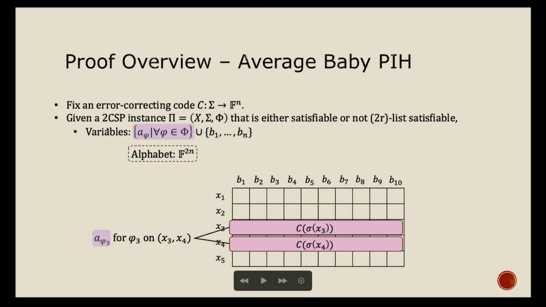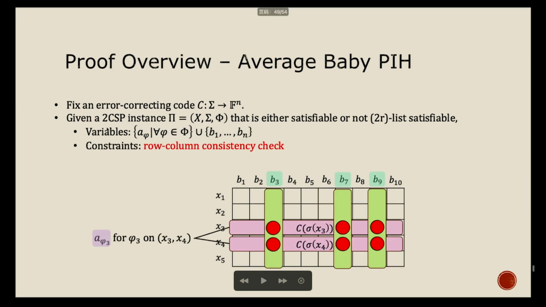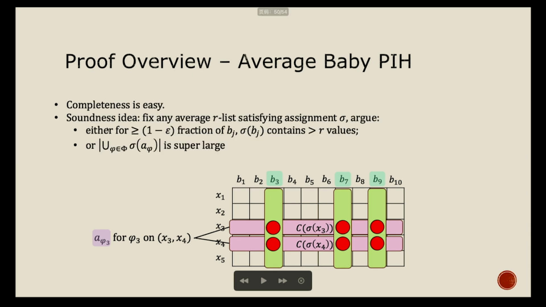So every A variable has alphabet F to the 2n, whereas every B variable has alphabet F to the k. Our constraint is just a row-column consistency check. The completeness case is easy. Suppose you have a satisfying assignment for the original instance. You can just write down the encoding of each variable in rows, and then read out the values of each column, and set them as the assignment for B.